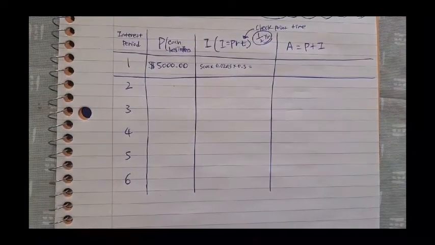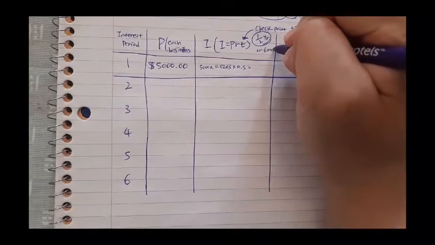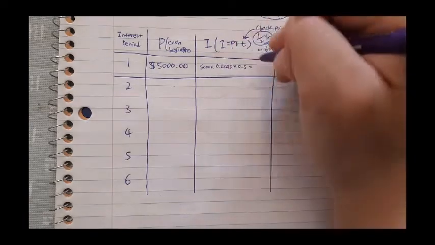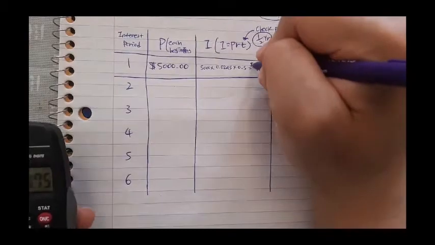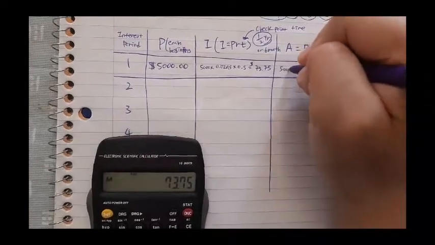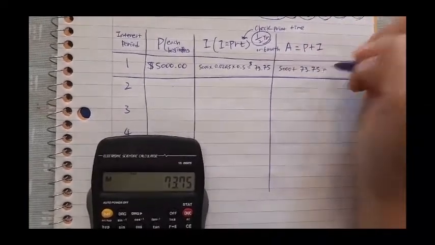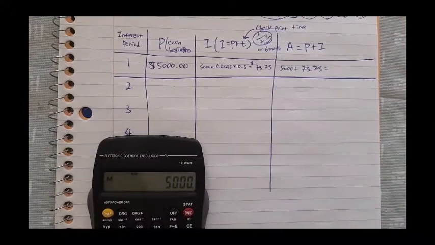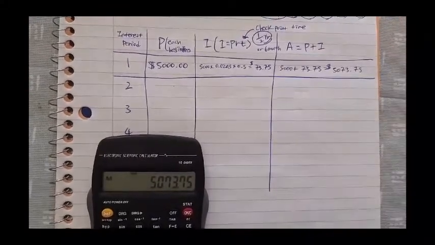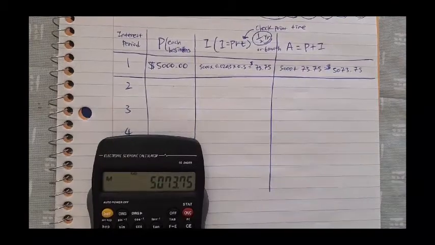So 6 months in a year. Let's calculate this. 5,000 times 0.0295 times 0.5 gives me $73.75. So now, if I try to find the total amount, I just need to do 5,000 plus 73.75, which is $5,073.75. That is basically what I have as a total of the first period, not the first year.